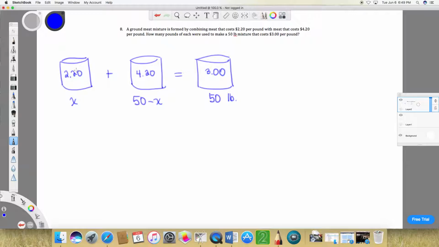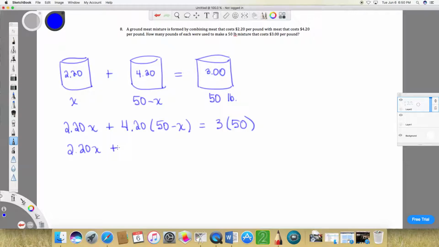So now we take the price per times the amount, so we have 2.20 times X, 4.20 times 50 minus X, and that equals 3 times 50. Let's distribute this through and see what we get.